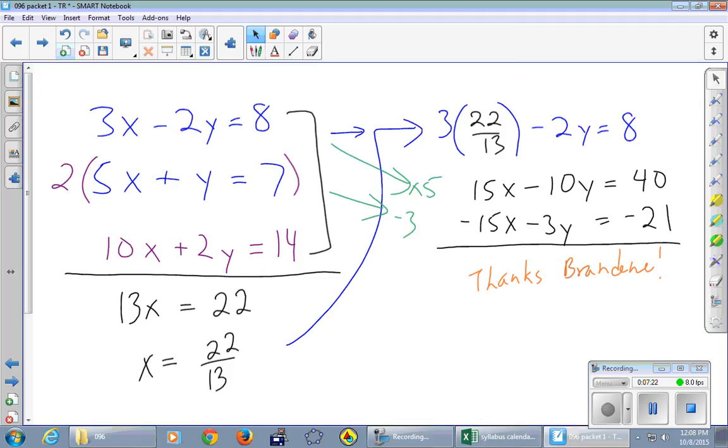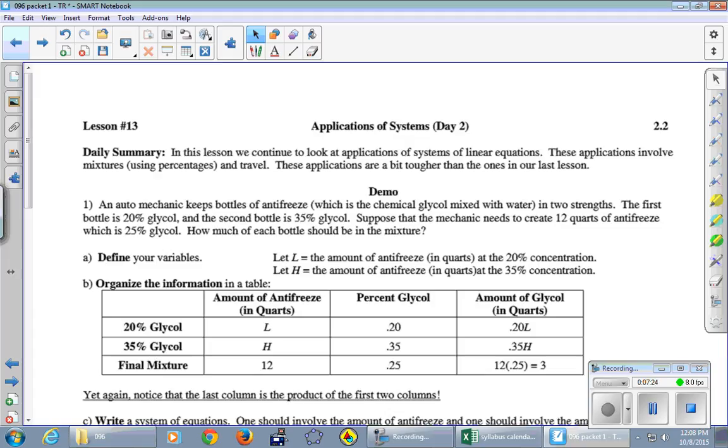Okay, so moving on to page 100, let's give this a shot. In this lesson, we continue to look at systems of linear equations. These applications involve mixtures using percentages and travel. These applications are a bit tougher than the ones in our last lesson.